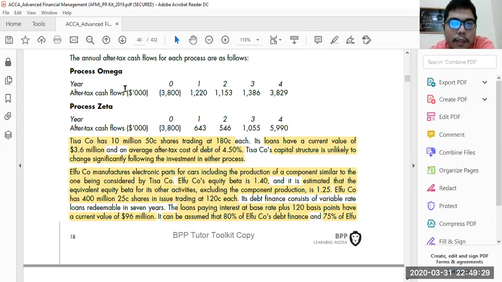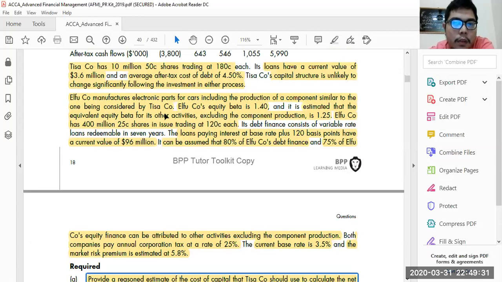So this is process Omega, process Zeta. TISA Co has 10 million 50 cent shares trading at 180 cents. So currently they have 10 million shares. The current value of their shares is 10 million times $1.8, and then you will get the value of equity. Each loan has a current value of 3.6 million.